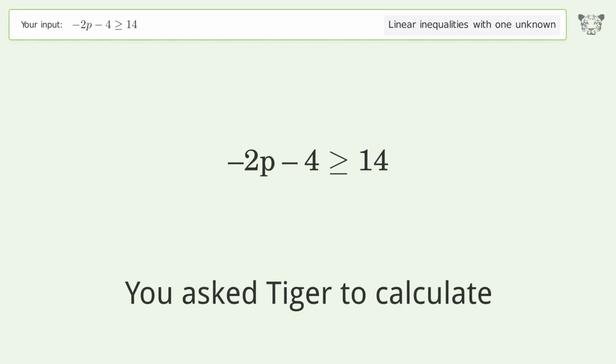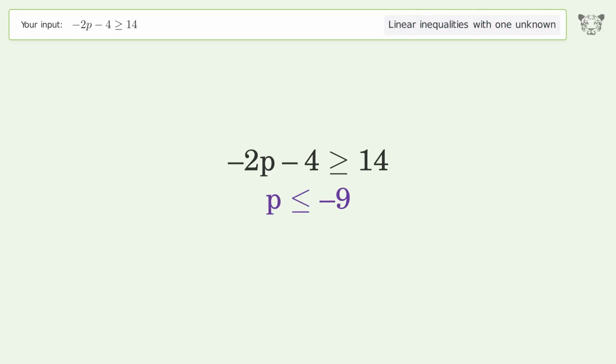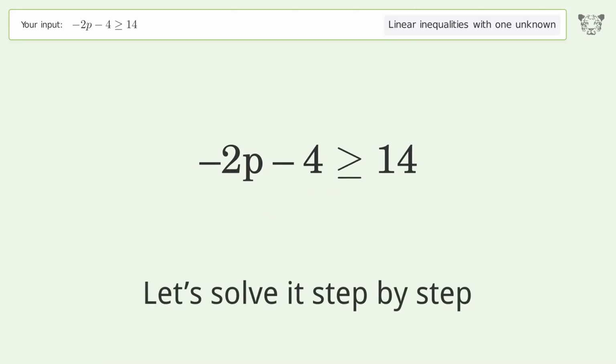You ask Tiger to calculate. This deals with linear inequalities with one unknown. The final result is p equal or smaller than -9. Let's solve it step by step.